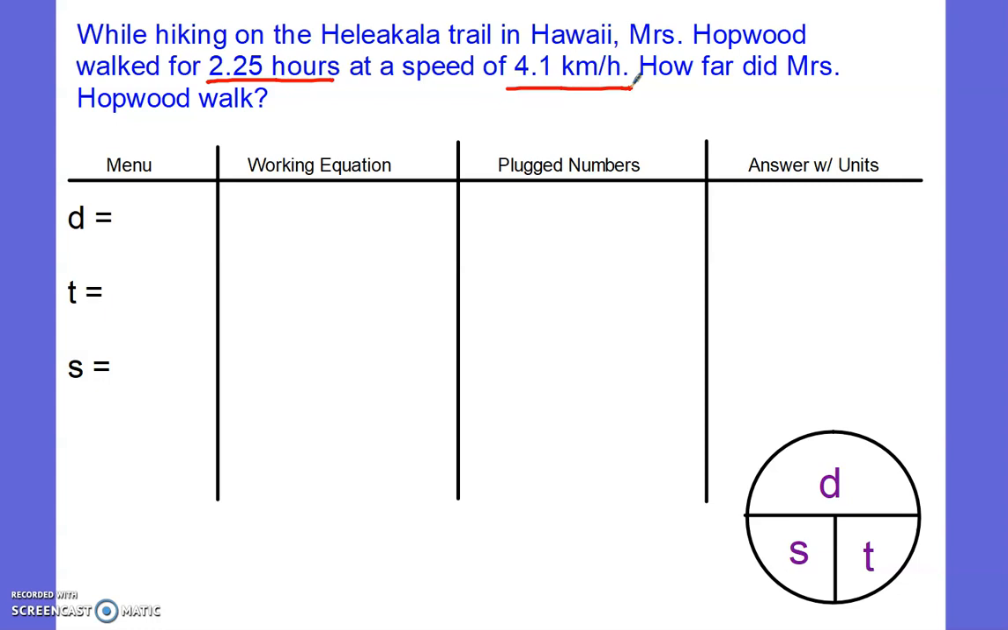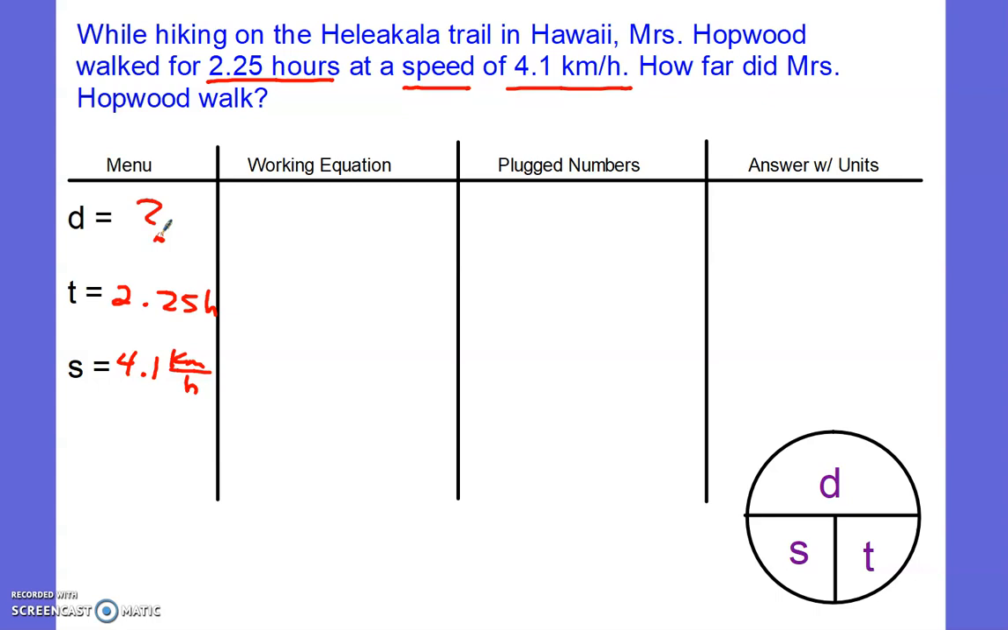Okay, what you should have written down was that the 2.25 hours was the time. Hours is always measuring time. It didn't say a time of, but the hours, the units, always give it away. You should have written for the 4.1 kilometers per hour, it says a speed of. So that's our letter S, 4.1 kilometers per hour. And we want to find the letter D.